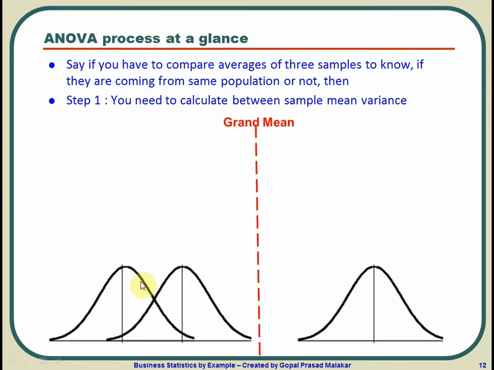Say these are the three samples. This is the mean of sample 1, this is the mean of sample 2 and sample 3, and let's say this is the grand mean. So when you are saying between sample mean variance, essentially you are talking about something of this sort: how far they are from the grand mean. That is the variance of sample means, or the variance of sample averages.